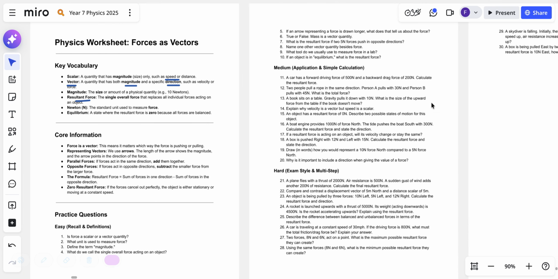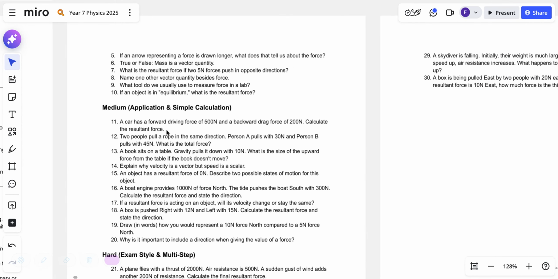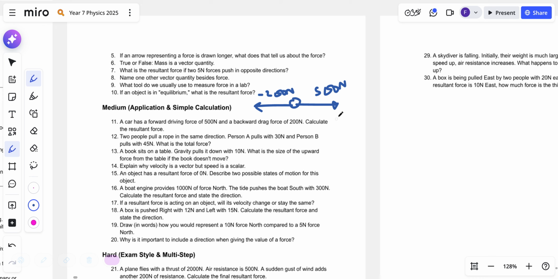The second one, here, the mediums, this is where you've got to draw. All right, so I'm going to show you number 11, just over here. A car, I'm going to draw a car. I draw a car as a circle. Look how easy that is. There's a forward driving force of 500 newtons, and a backwards drag force of 200 newtons. See, that's your drawing. That's negative because it's moving to the left.